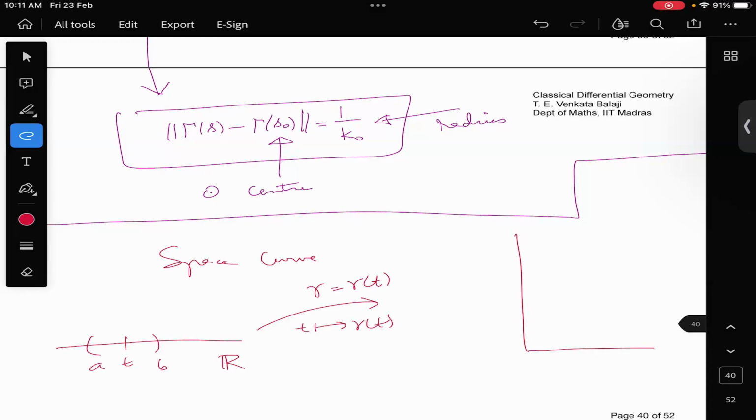So if you take a space curve, you have to think of it as there is an open interval (a, b) on the real line. Okay, and there is a parameter t here, and you have this mapping gamma equal to gamma of t. So it sends t to gamma of t. Now the point is that this gamma of t is a moving point in space. So you have the xyz coordinates here, and then you have a curve like this. So this is your gamma of t.